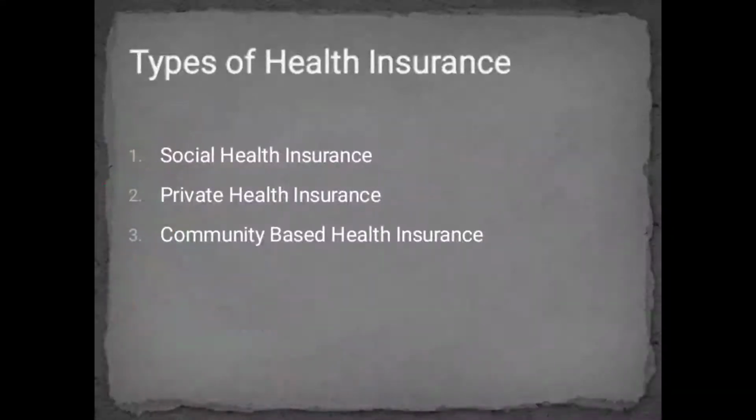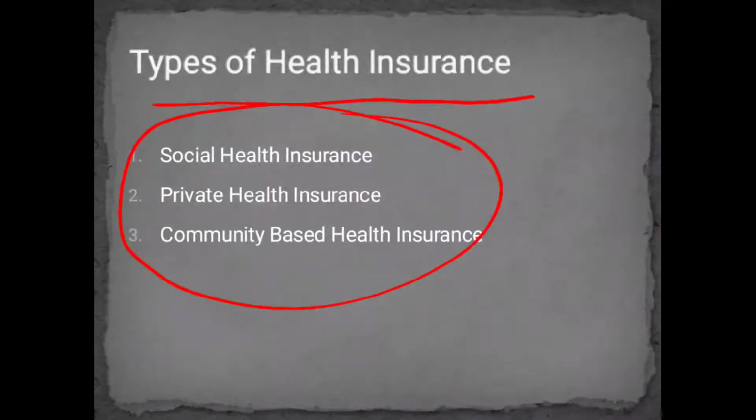Let's move to the next topic, that is types of health insurance. In health insurance, we have basically 3 types. There are still more, but basically 3 types. And from your exam point of view, this is one of the important topics, types of health insurance. So one is social health insurance, second is private health insurance, and third is community based health insurance.